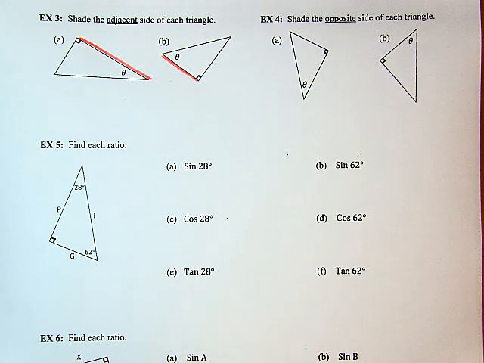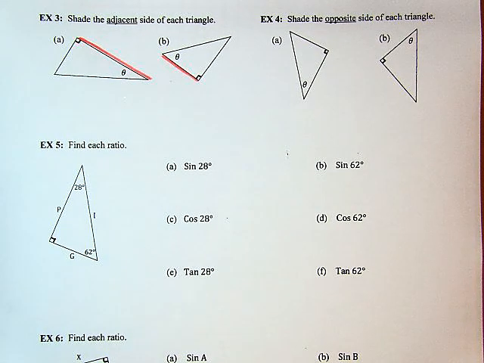Adjacent sides have to be a leg, and it has to be right here. It has to be right where that angle is, one of the two sides that make up that angle where theta is. The other one would be the hypotenuse. The hypotenuse is always opposite the right angle.